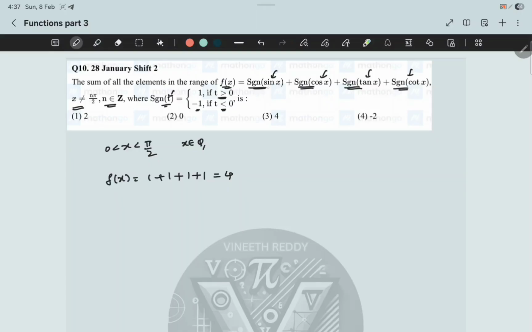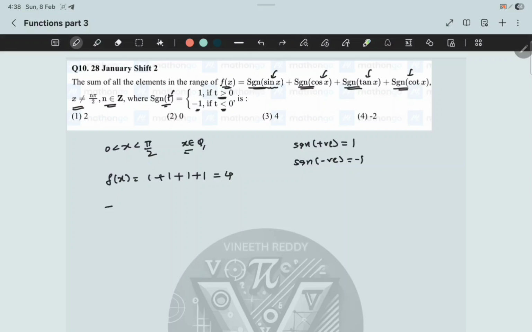Now, I hope you understood this, no? Because in the first quadrant all the trigonometric ratios are positive, whatever may be the value of x, it will be positive. And signum of positive will be 1 and signum of negative will be minus 1. Just remember this.